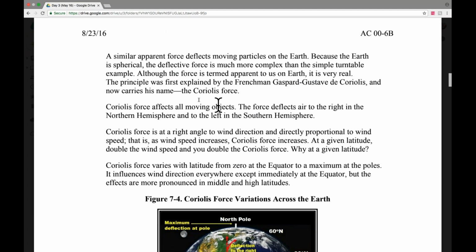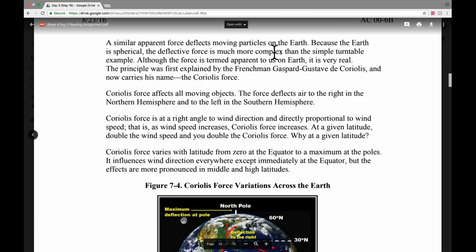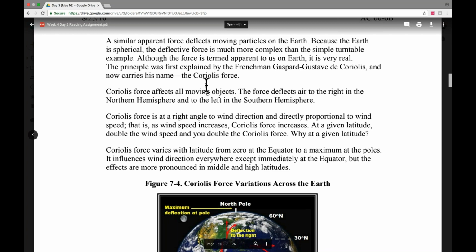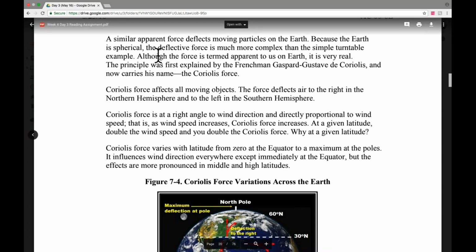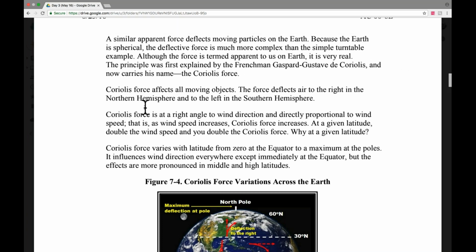So because the Earth is spherical, the deflective force is much more complex than a simple turntable example. Three-dimensional, right? Although the force is termed apparent to us on Earth, it is very real. The principle was first explained by the Frenchman Gaspard Gustave de Coriolis, and now carries its name, the Coriolis effect, or Coriolis force.